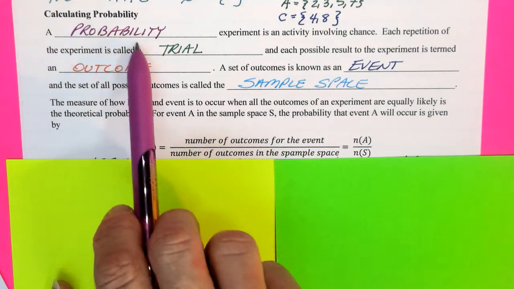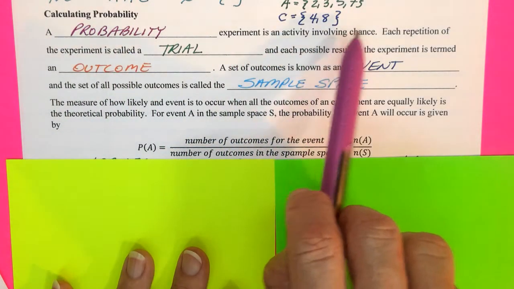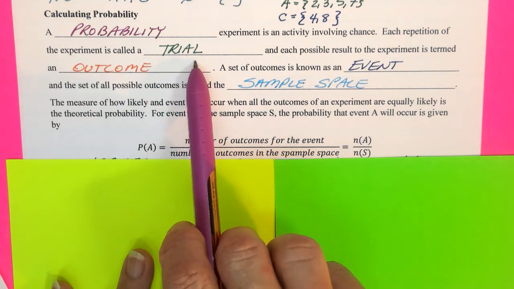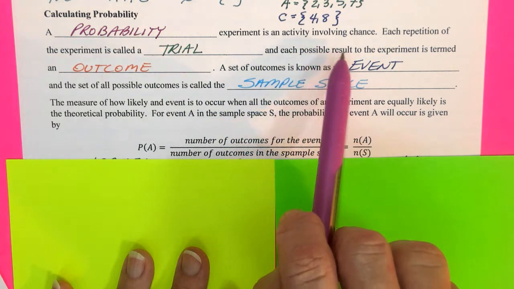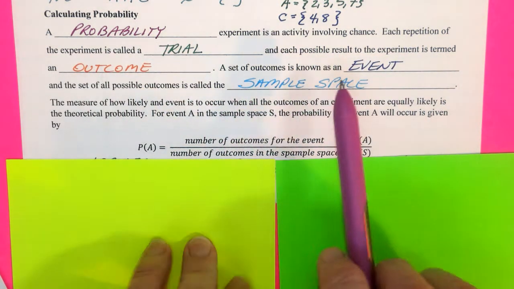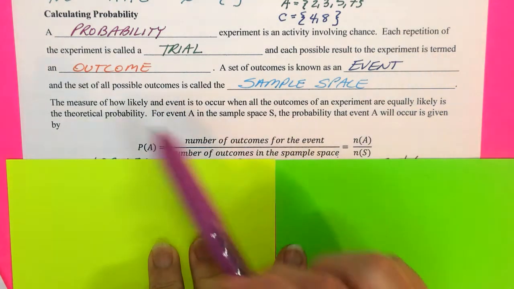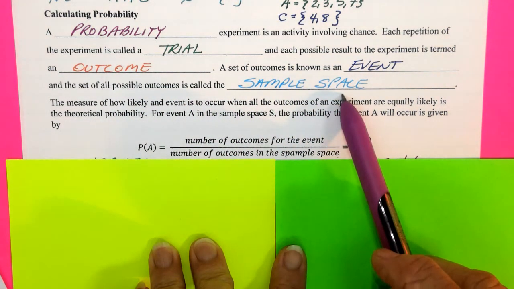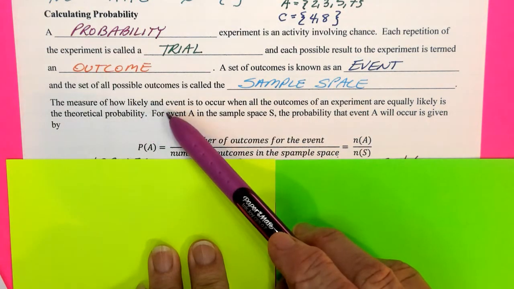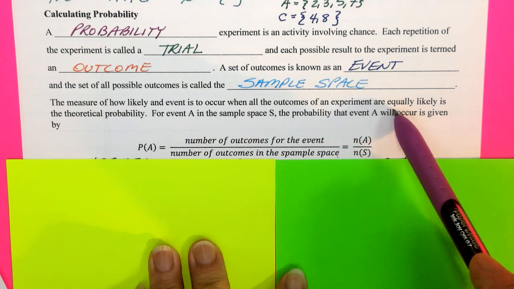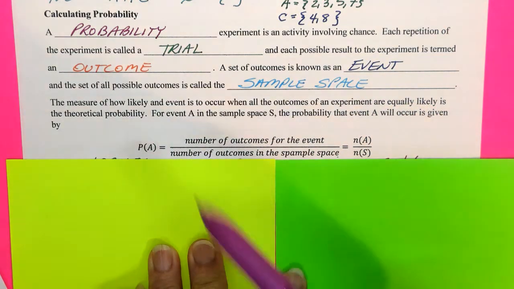Walking through, a probability experiment is an activity involving chance. Each repetition of the experiment is called a trial, and each possible result of the experiment is termed an outcome. A set of outcomes is known as an event, and the set of all possible outcomes is the sample space. The measure of how likely any event is to occur when all the outcomes of an experiment are equally likely is the theoretical probability.